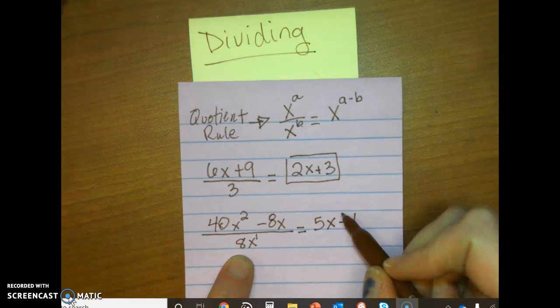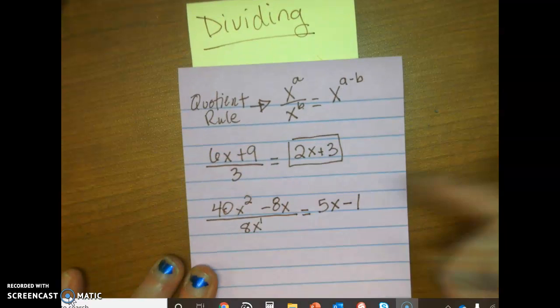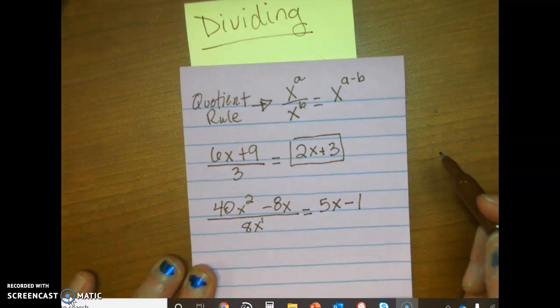So here's what I have. If I made a box and multiplied these two, then that would give me this on top.